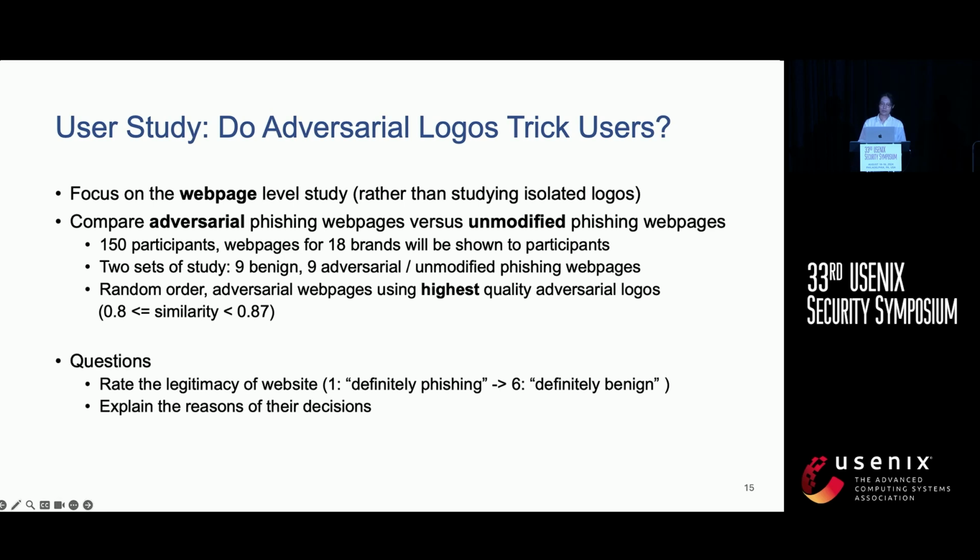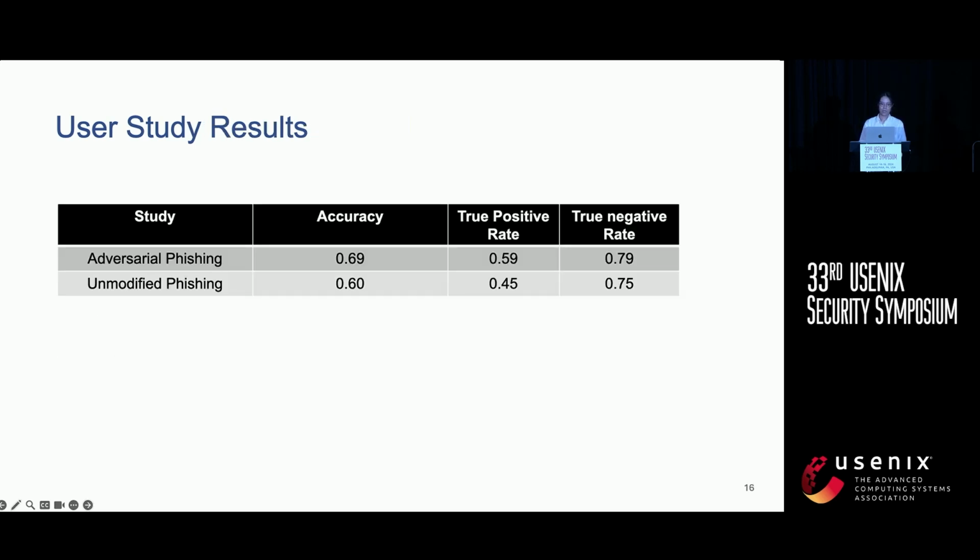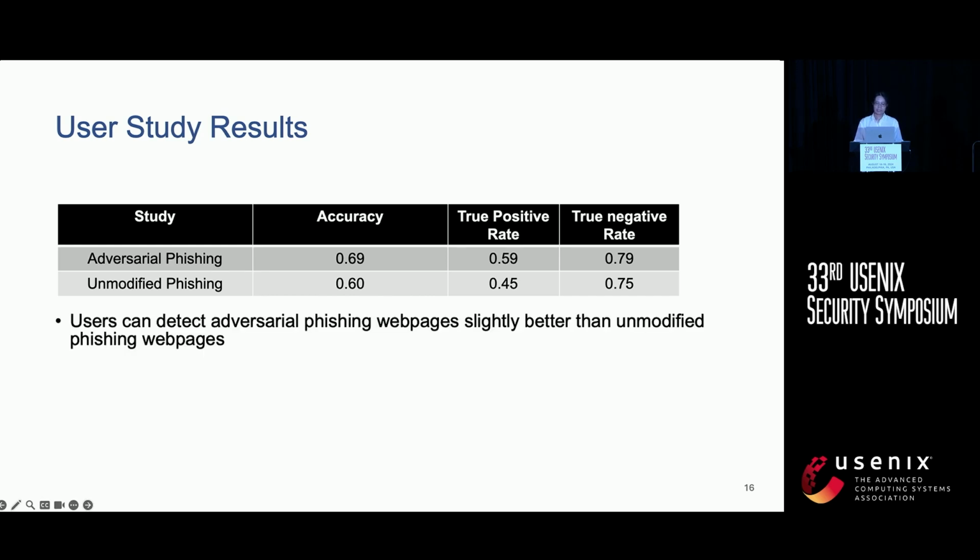In the user study, we ask two questions. First, we want them to rate the legitimacy of the website. The score ranges from 1 to 6, and we also want the user to explain the reasons for their decisions. So here are the results of our user study. We can see users can detect adversarial phishing web pages slightly better than the unmodified phishing websites. However, there is no large difference between their perception in the two studies.